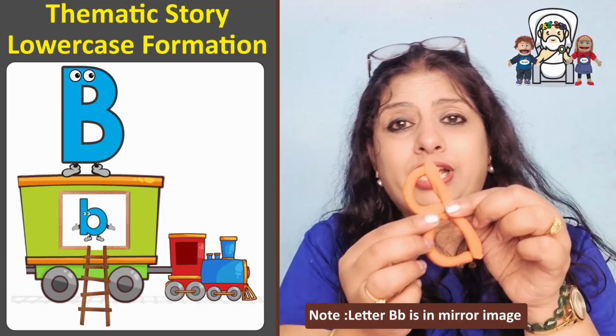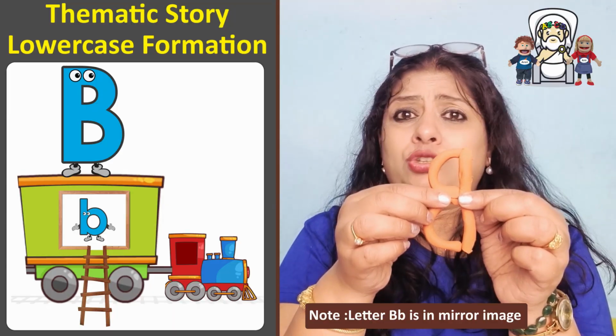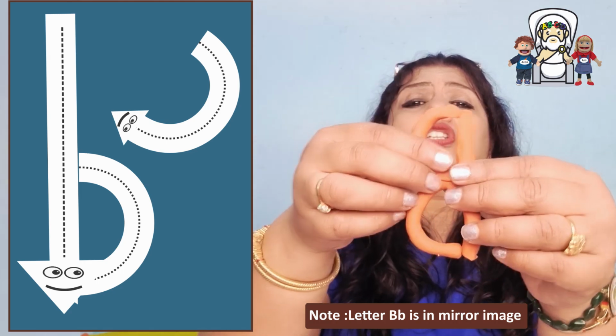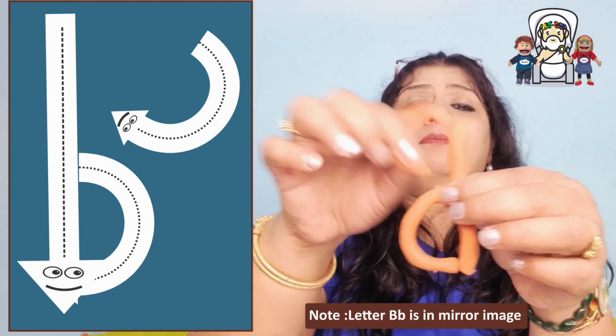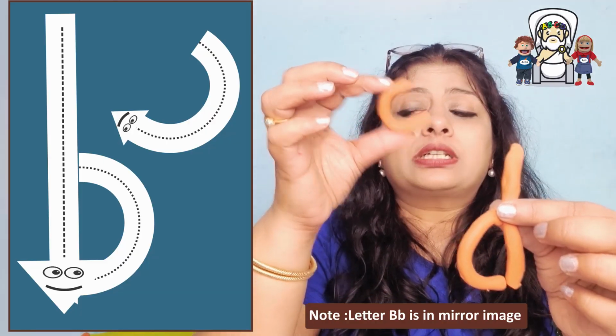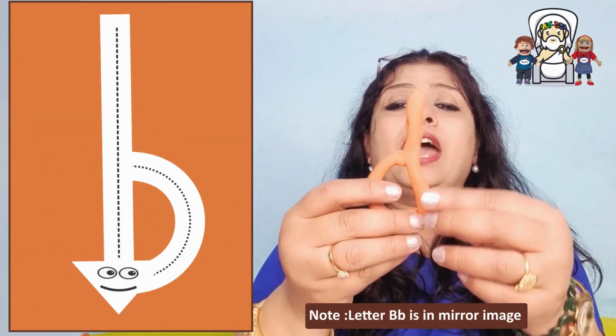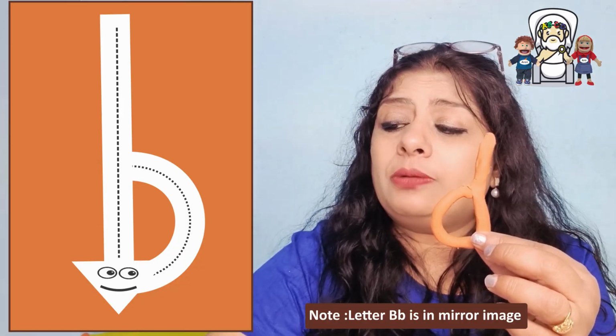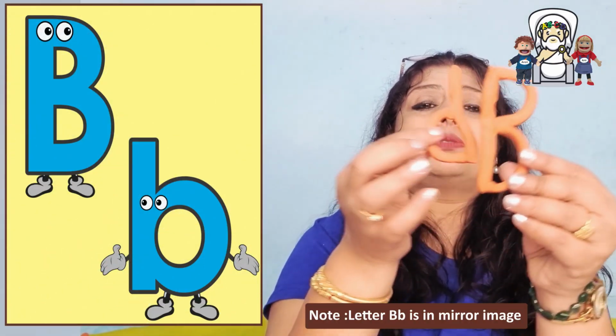B wanted to get inside the train. He was so broad that his upper closed curve... Can you see? We made B, and from the same B, the upper closed curve fell down, and now big, broad B became a small b. So can you see the difference as well?